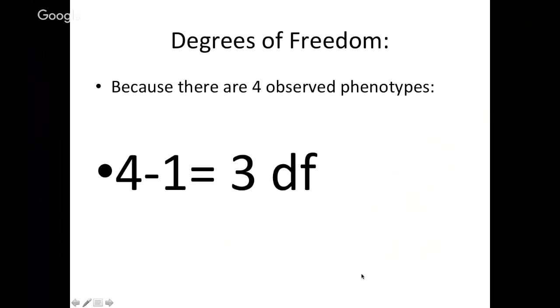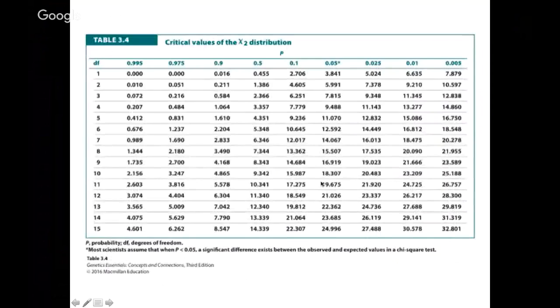And after that, you have to define your degrees of freedom. The total number of phenotypes, n minus 1, gives you 3 degrees of freedom. Go to your chi-square table, find your degrees of freedom, go over, and you can see that our 2.7 chi-square value falls in between these two, which means that there's no significant difference between the expected and the observed values, and that means that the differences are most likely due to chance.